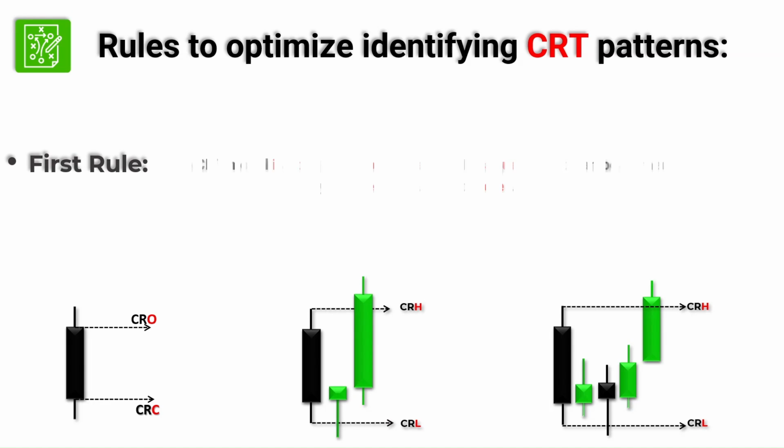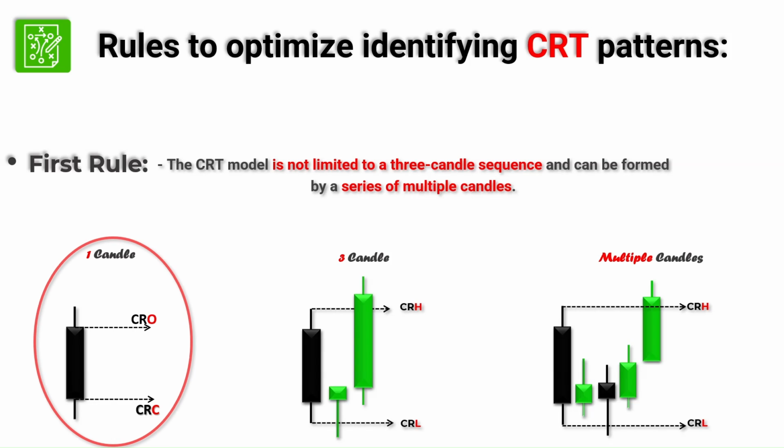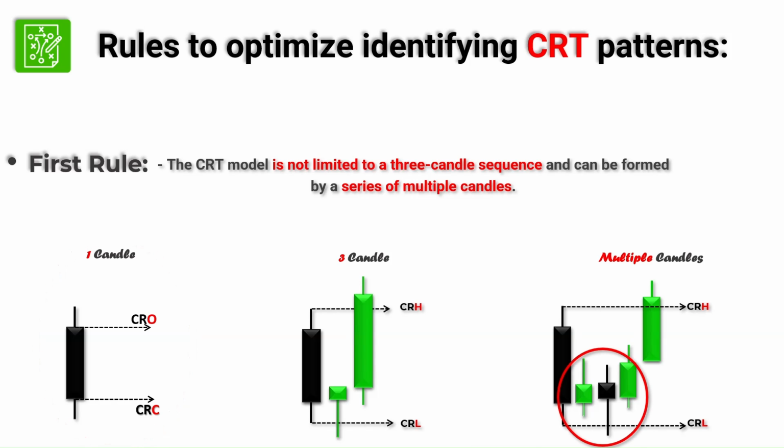The first rule: the CRT model is not limited to a three-candle sequence and can be formed by a series of multiple candles or even just one candle. For example, in this candle series, we can see that multiple candles are formed to hit the range candle's highest point. So, the price formed a range candle followed by an inside bar. Then, we had a sweeping candle that swept below the range with a shadow, and then the price formed multiple candles until it touched the high of the candle range.